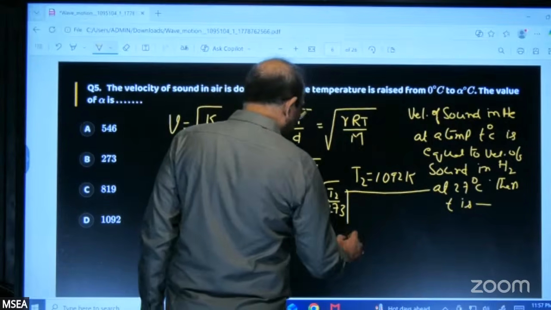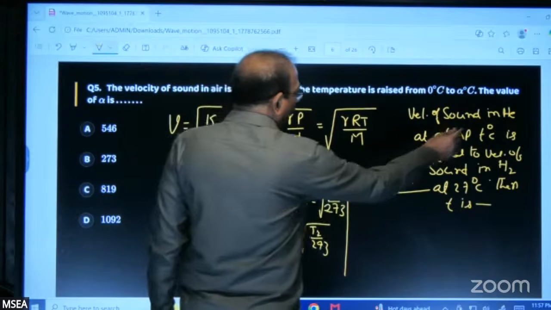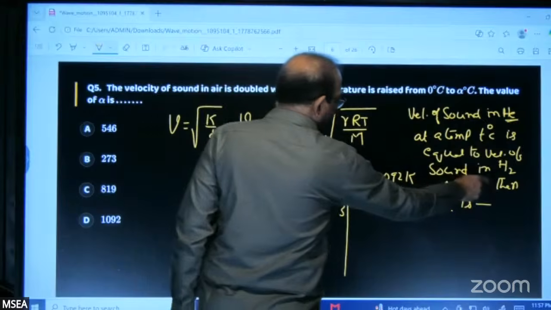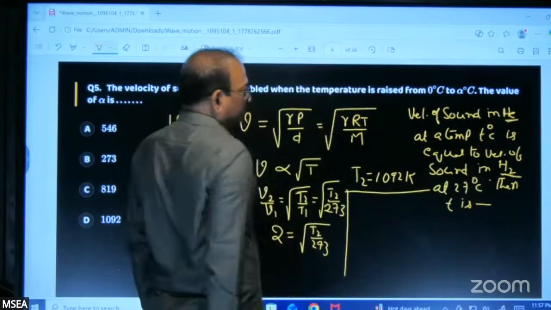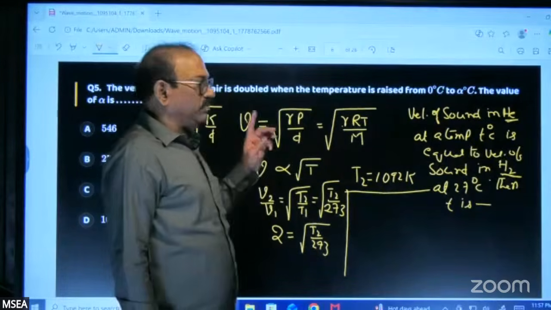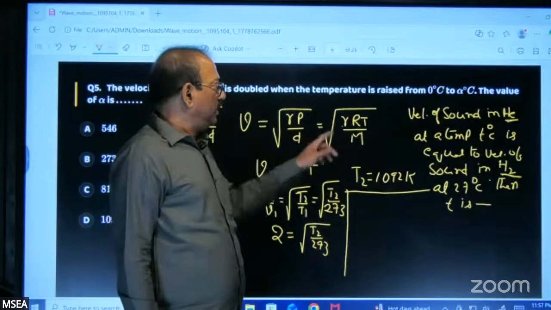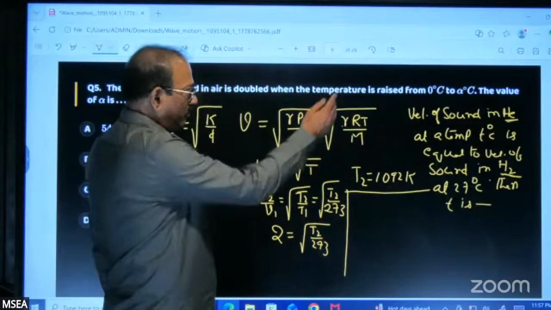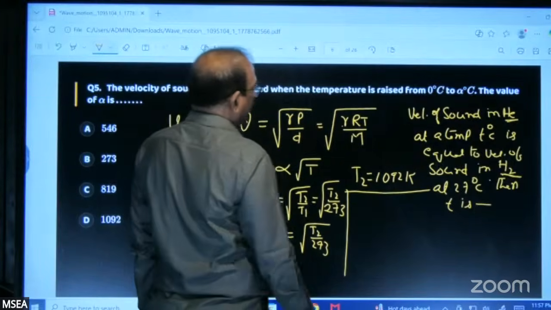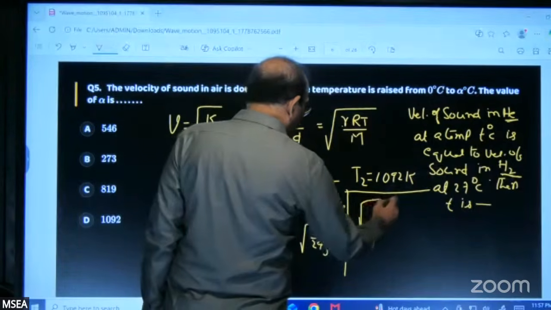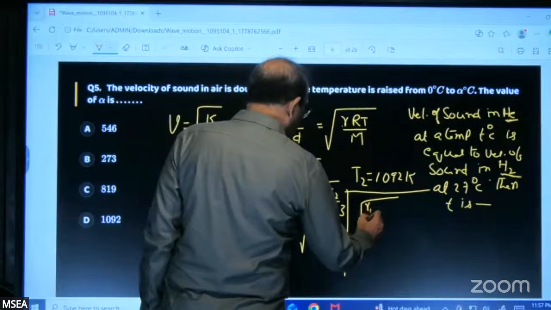When you do this, be careful. One gas, helium, is monoatomic. The other gas is diatomic. Gamma is also different. Usually one mistake students make is to take gamma as constant and cancel it. Here, one is monoatomic, the other is diatomic. Gamma is different.